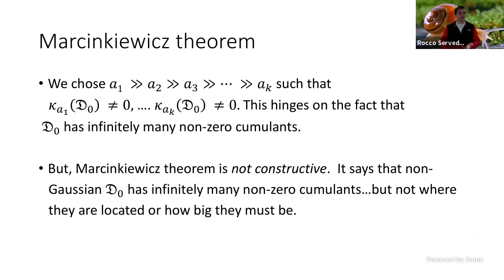This result of Marcinkiewicz says, okay, the distribution you started with, as long as it's not a Gaussian, I promise you that there are infinitely many non-zero cumulants. But a reasonable person could say, well, given this particular distribution, can you tell me where those non-zero cumulants are? You're telling me they're non-zero. Are they extremely close to zero? Because if they are, it's going to affect my algorithm's running time and so on. So these are, I think, natural questions to try to bring this a little bit closer to an effective algorithm.